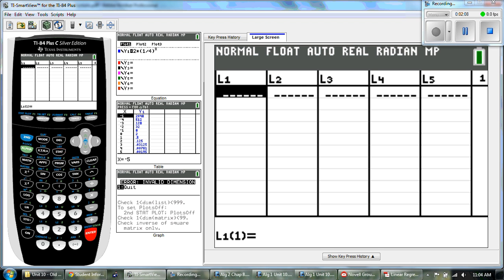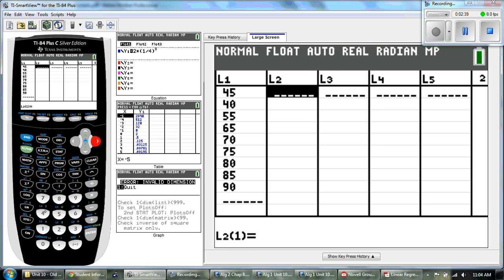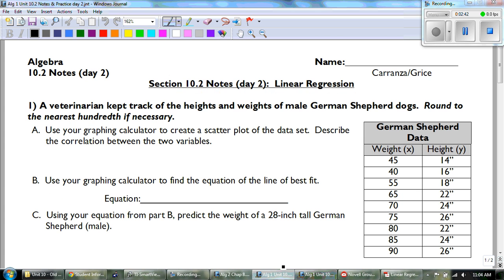And now for line 1, we're going to put in all of our x. And line 2, we're going to put our height, which is the y. So as we're putting this in, we just hit enter. 45, 40, 55, 65, 70, 75, 80, 85, and 90. Okay, so that's the first set of numbers that I just plugged in.